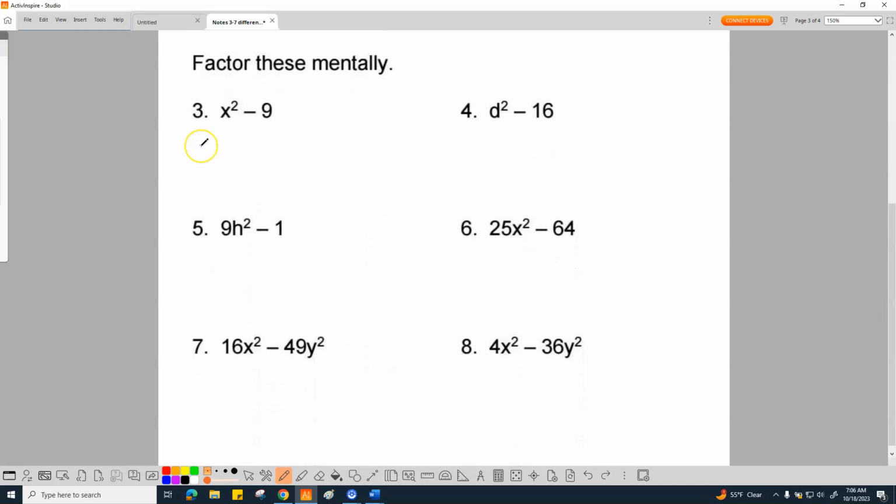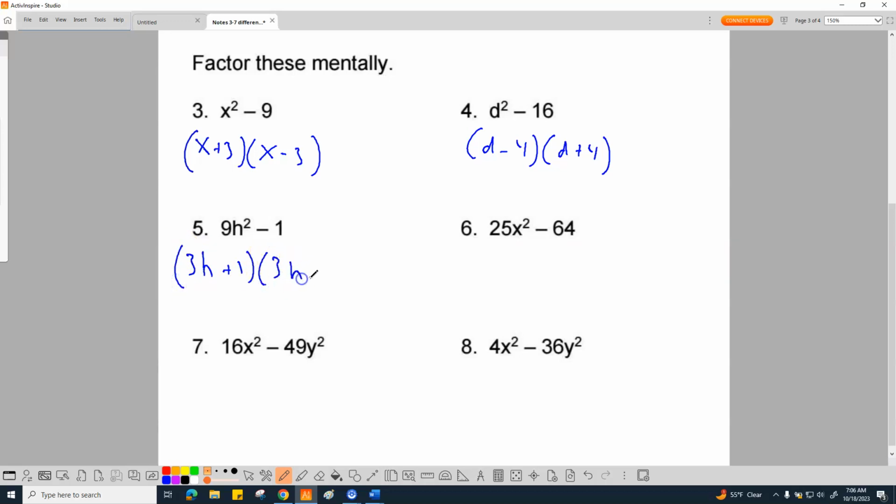X squared minus 9. X squared is a perfect square. 9 is a perfect square. So this should be pretty quick at this point. X plus 3, and then x minus 3. I have d minus 4 over here, and then d plus 4. Number 5 is fun. I'll talk about that in a second. 3h plus 1 times 3h minus 1.